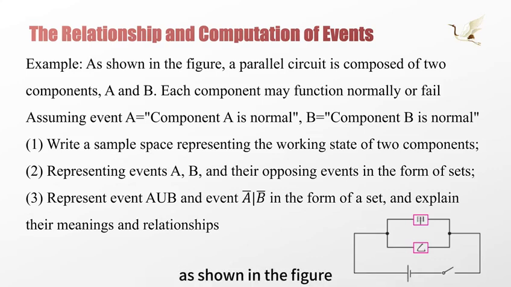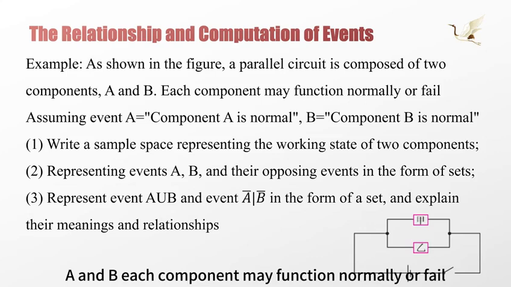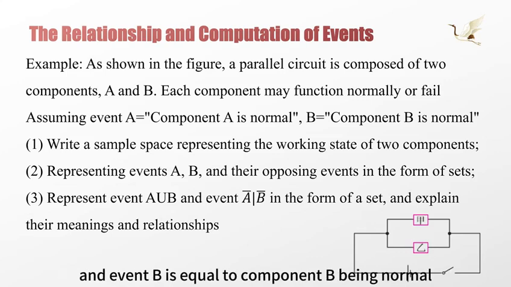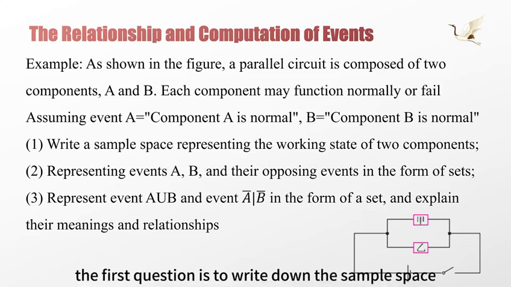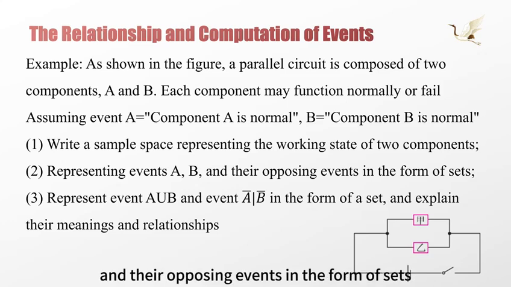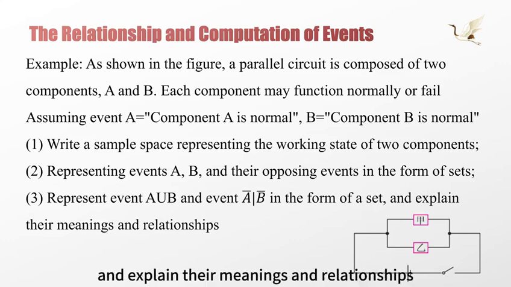As shown in the figure, a parallel circuit is composed of 2 components, A and B. Each component may function normally or fail. Assume event A is component A being normal, and event B is component B being normal. The first question is to write down the sample space representing the working state of the 2 components. The second question is to represent events A, B and their opposing events in the form of sets. The third question is to represent events A union B and A bar intersect B bar in the form of sets, and explain their meanings and relationships.